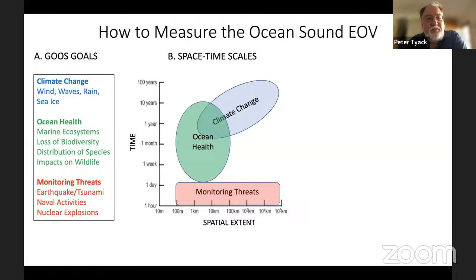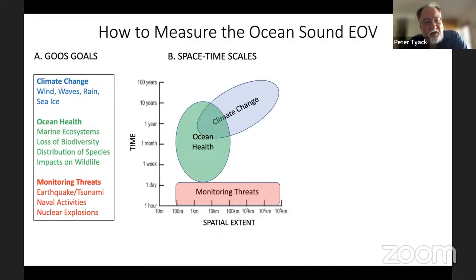So in the broadest scale, if we think of the GOOS goals of climate change, the relevant parameters are wind, waves, rain, sea ice. For ocean health, measuring the status of marine ecosystems, loss of biodiversity, distribution of species, and impacts of sound on wildlife. And for monitoring threats, sounds of earthquakes and tsunamis can be monitored by sound, and this is a very important element for tsunami warning.